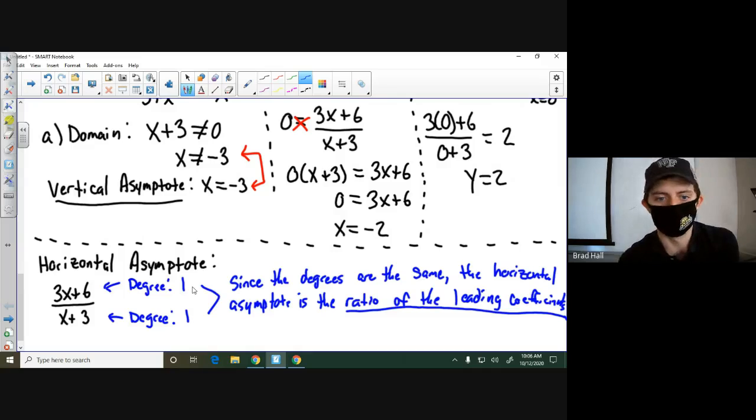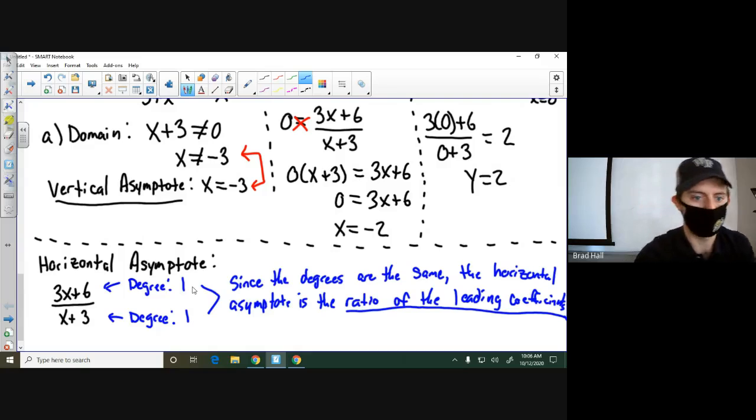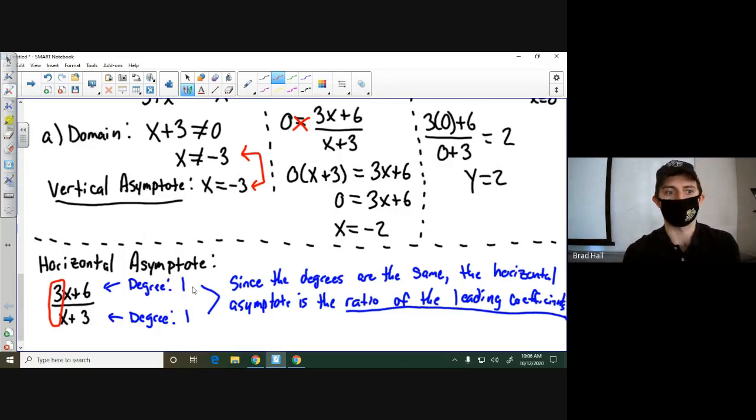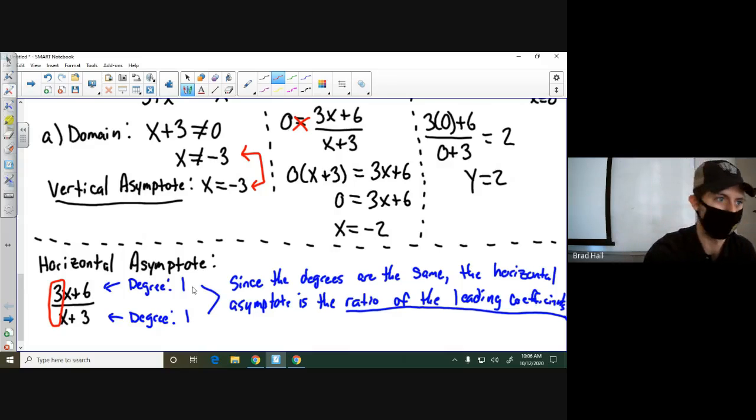So what does that mean? Well, ratio means fraction. Coefficients mean numbers in front of the variables. So in red, I will illustrate this. It's going to be 3 divided by whatever the leading number is, not variable, the leading number, which is understood to be 1, which is why I have a space there.